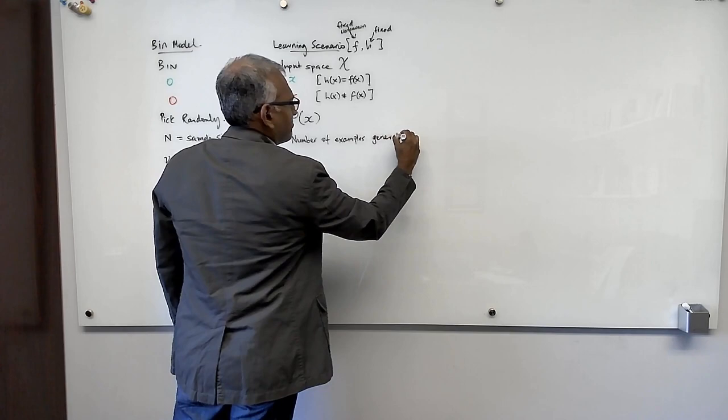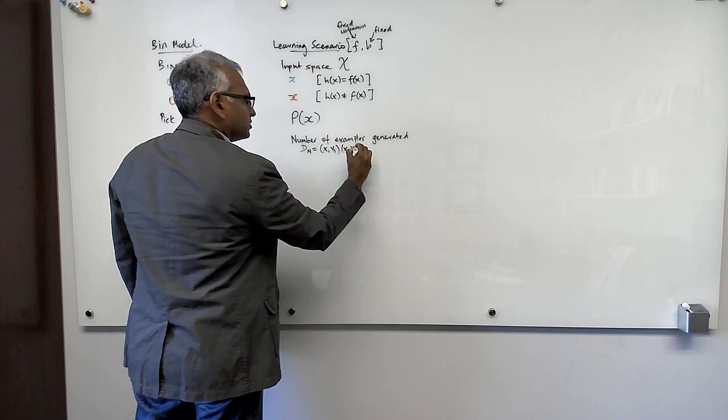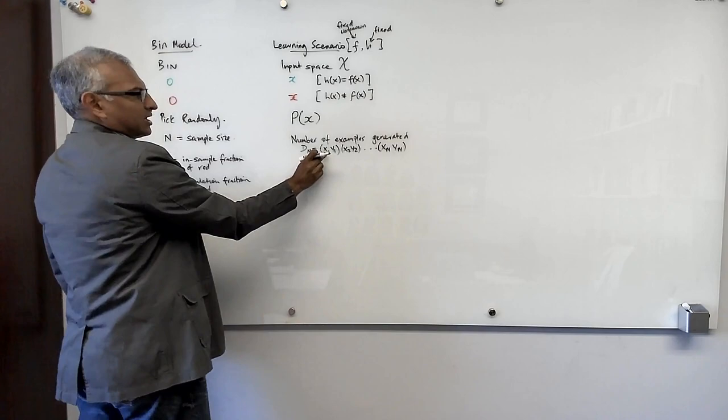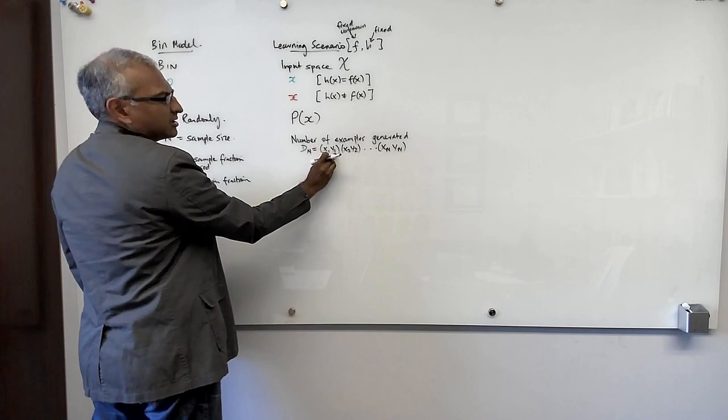So this is D_N equals x1, y1, x2, y2, up to xN, yN. Importantly, each x is accompanied with a y value. Okay? And so that means that in this data set, we can identify which of these x's are red or green by looking at what h is on this x and comparing to the y.